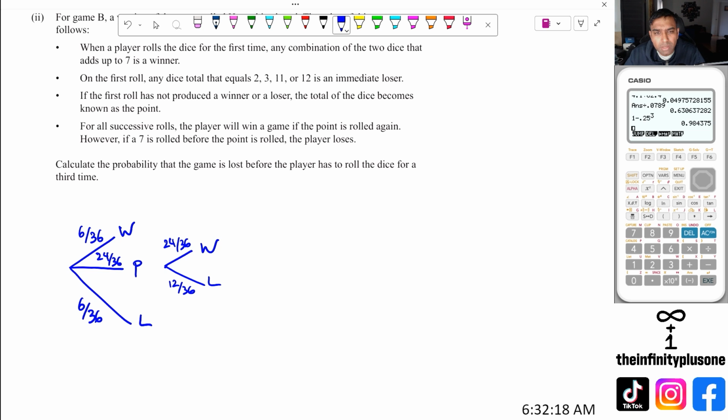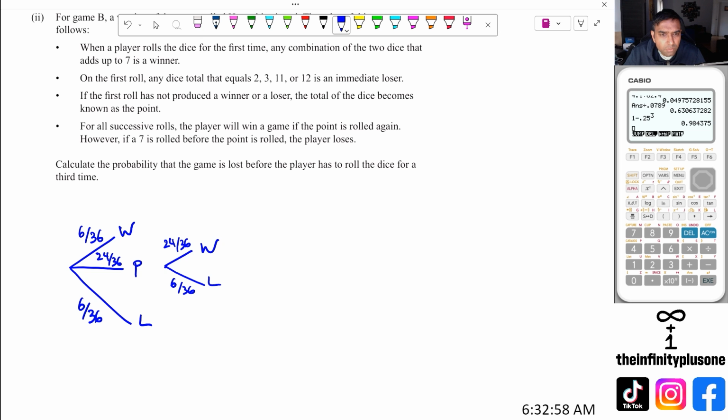For all successive rolls, the player will win a game if the point is rolled again. However, if a 7 is rolled before the point is rolled, the player loses. But then they say on the first roll. So it's only on the first roll. So I guess there's only 6 chances. I wonder what happens if they roll a 2, 3, 11, or a 12 for the second roll. It doesn't really say. Okay, let's just look at this.